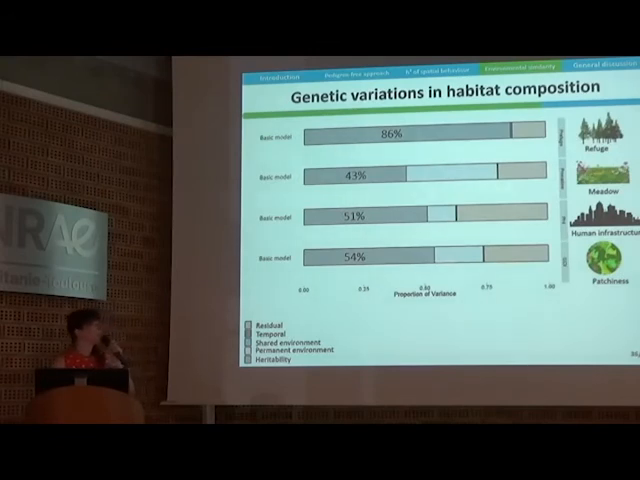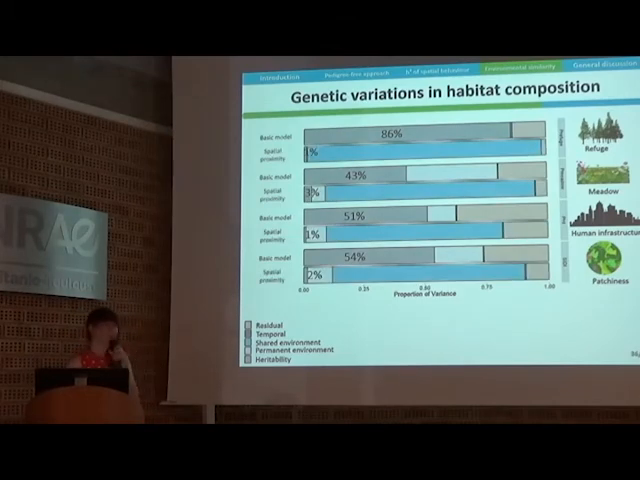So what you can see on this graph is the phenotypic decomposition of percentage of refuge, meadow, human infrastructure, and patchiness. And in dark gray is the heritability of those different habitat compositions. So you can see that we have quite high heritability estimates for the moment. But when we account for spatial proximity, all the heritability goes away and becomes weak and insignificant.